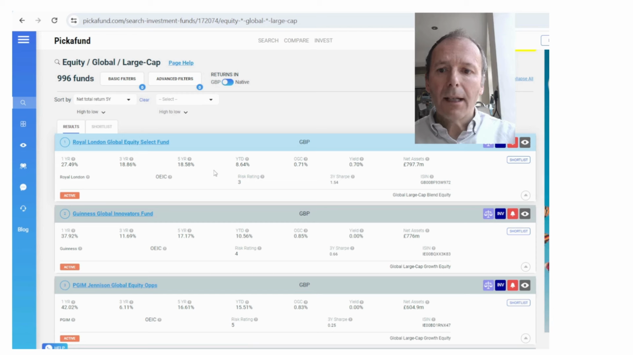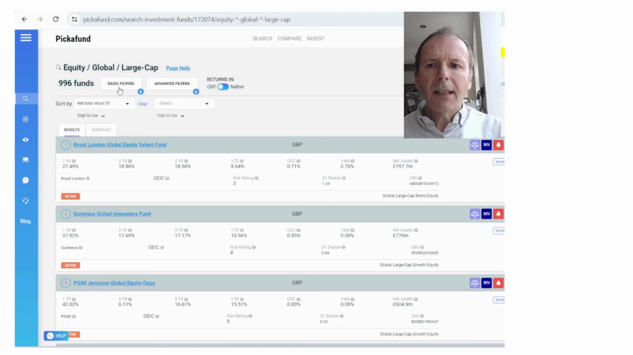at number 1. So we've got the growth rates here, and what is important as well is to look at the Sharpe ratio, which is returns adjusted for risk. And we can see that although number 2 is this Global Innovators Fund from Guinness, it's got a much lower Sharpe ratio, which implies that its price performance was more volatile over the last 3 years. So the Royal London Global Equity Select had higher returns, but then also more stable returns.